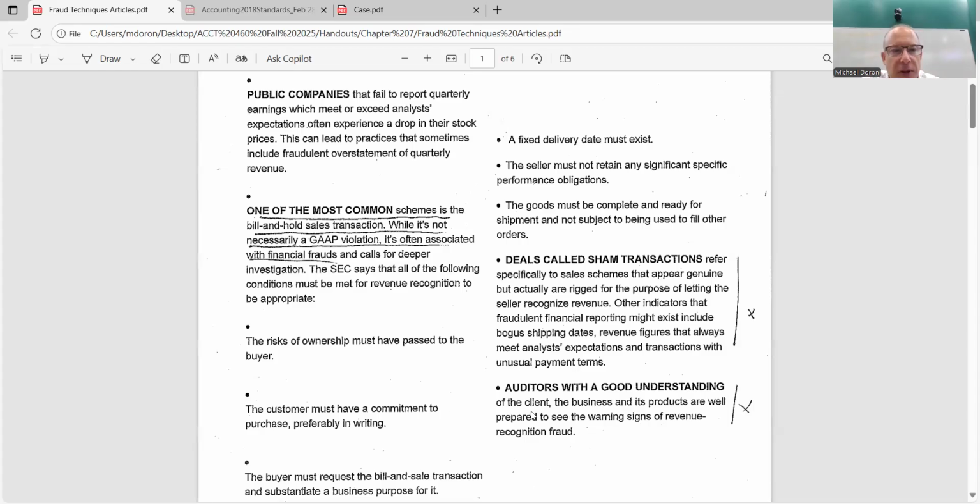And then he goes into the specific thing here. One of the most common schemes is the bill and hold sales transaction. While it's not necessarily a GAAP violation, it's often associated with financial frauds. Have you guys heard of that, bill and hold?